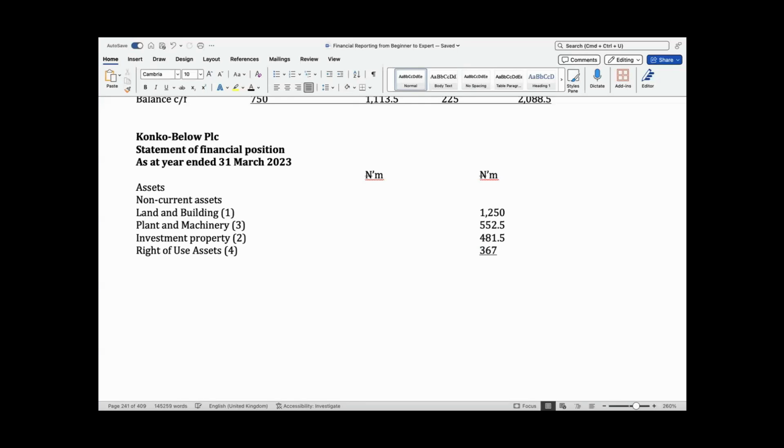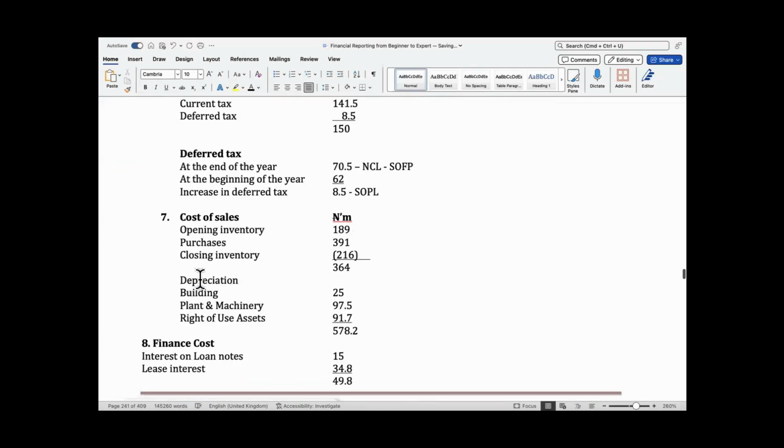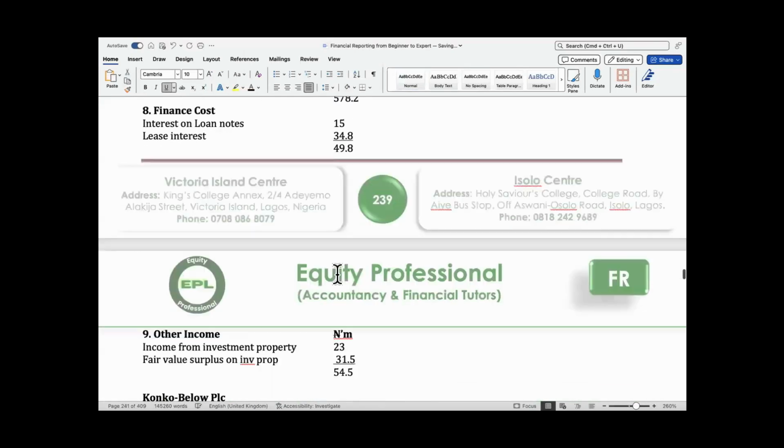651. Sorry, 2651. Okay, 651. Okay, so we'll move to our current assets. And what are the items that will constitute my current assets? I know I had closing inventory. That will be the first candidate that comes to mind. I think it was 216. Am I correct? Yes, 216.